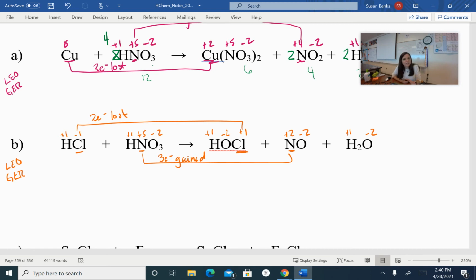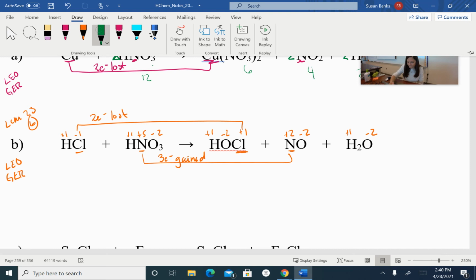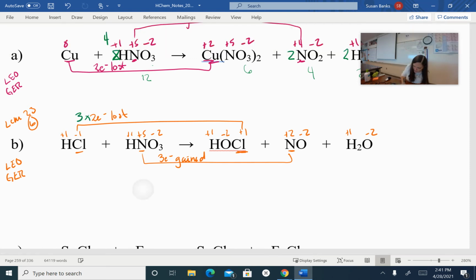Now, how do I get 2s to match 3s? I need to look at my least common multiple between 2 and 3, and that happens to be 6. So what do I have to multiply 2 by to get 6? I need to multiply it by 3. So I'm going to multiply everything that has the chlorine in it by 3. And what do I need to multiply 3 by to get 6? I need to multiply it by 2. So I'm going to multiply everything that has a nitrogen in it by 2.